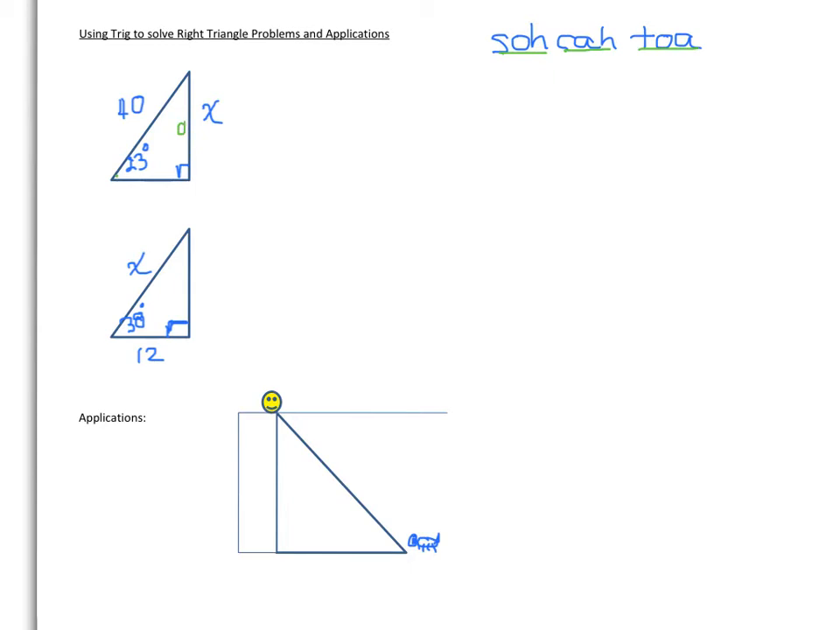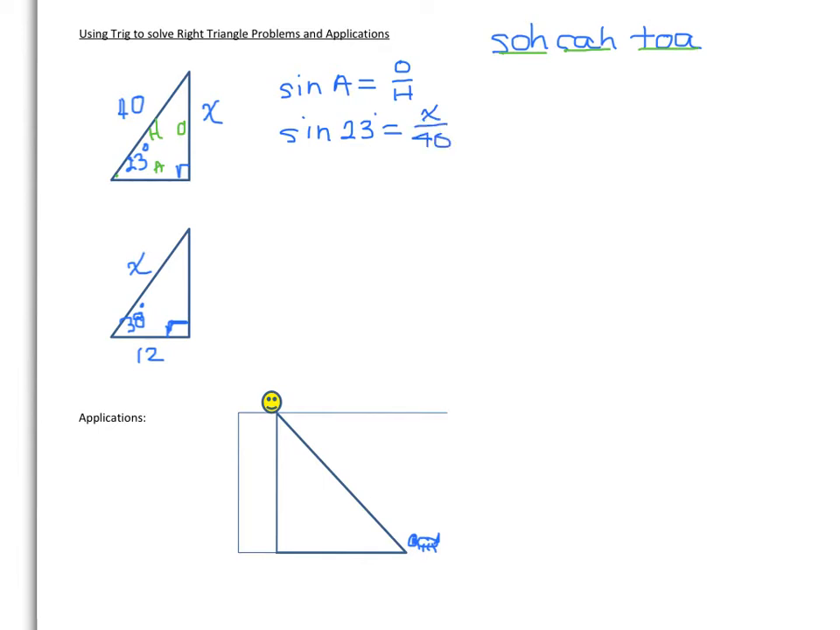so that means this is my opposite, this is my adjacent, this is my hypotenuse. So if I'm going to set up the problem, I'm going to use anything that has opposite and hypotenuse, which is sine. So we know that the sine of an angle is the opposite over the hypotenuse. Now I can just substitute the given information. So I know that the sine of 23 degrees is x over 40.